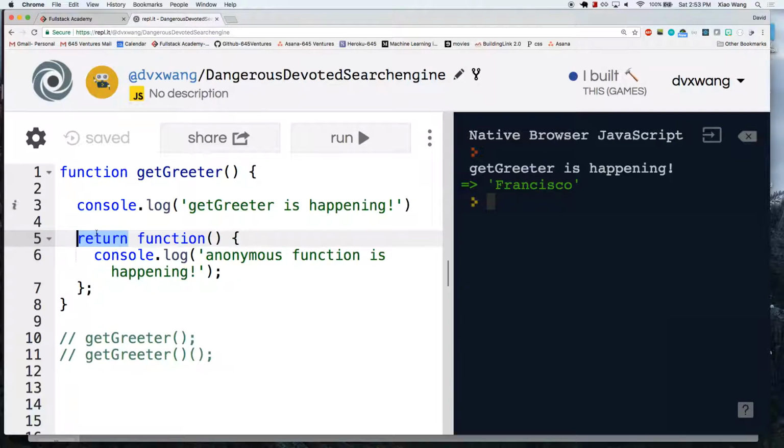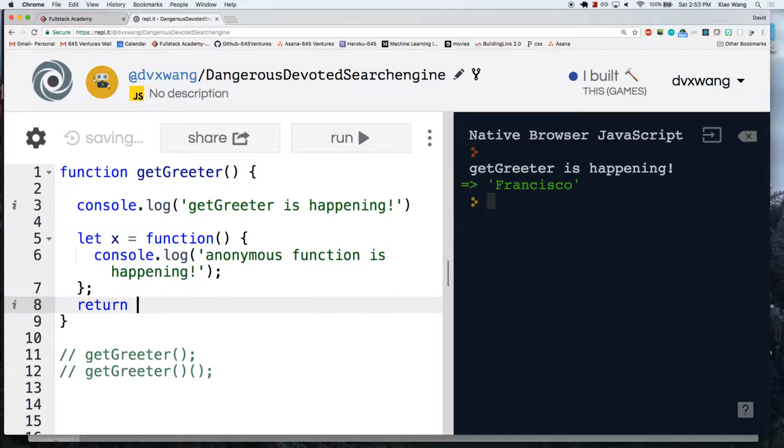So if we were to go back to the pre-example, we could name this function if you want, but the whole point is that it doesn't actually matter, right? Because if we do something like let x equal this, I could also do return x. And so now, if I ask you, what does get greeter return? What would you say? Anonymous function. Right. I return x, x is an anonymous function, so get greeter returns an anonymous function.